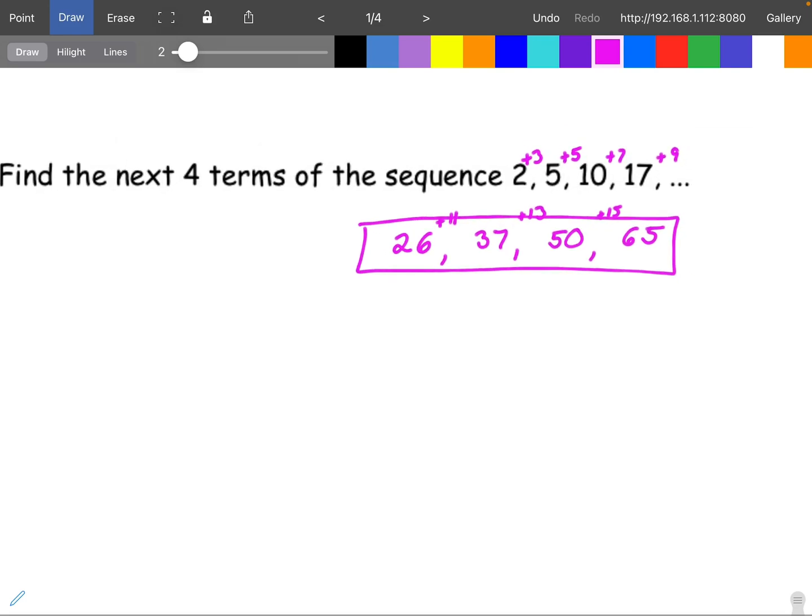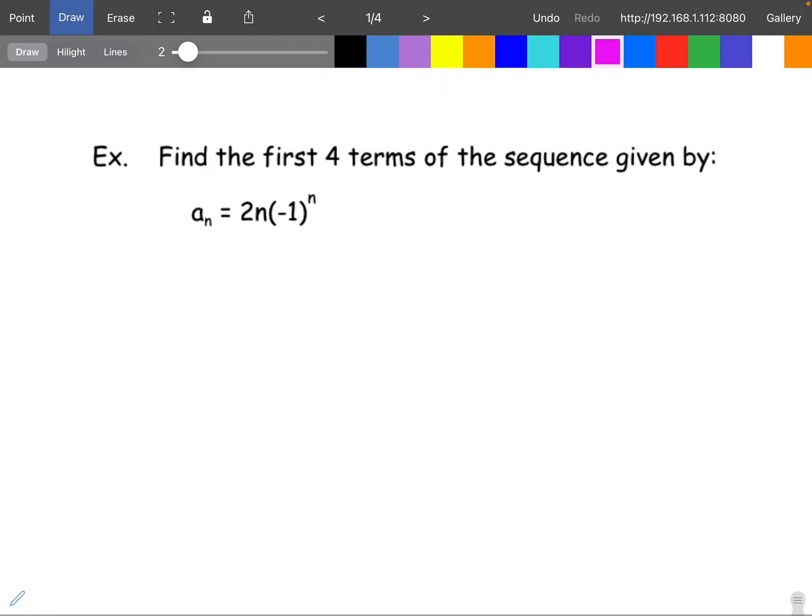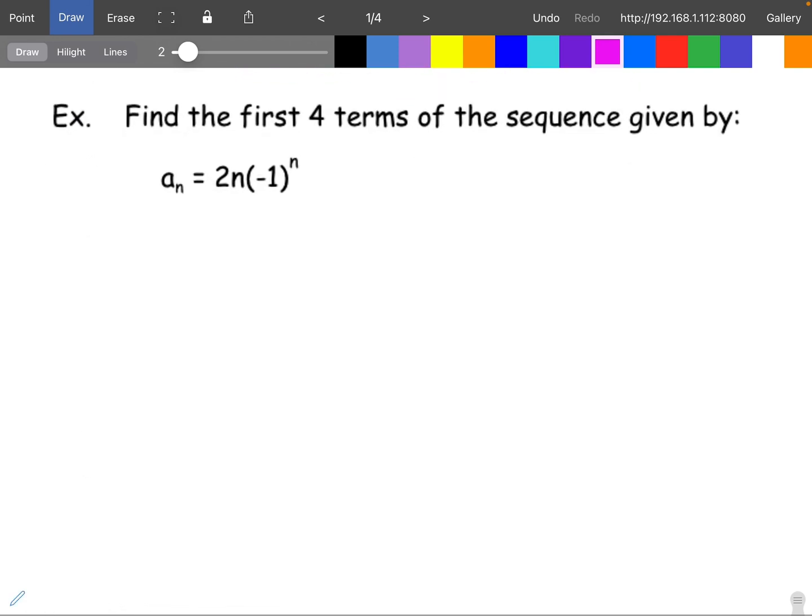All right, so now let's continue on. That's when we're given just a list of terms and we have to come up with what the pattern is and continue the pattern. Now we're going to look at something that's a little bit different. It's still a sequence, but it's written differently. We don't have the first so many terms given to us. What we have is a formula.